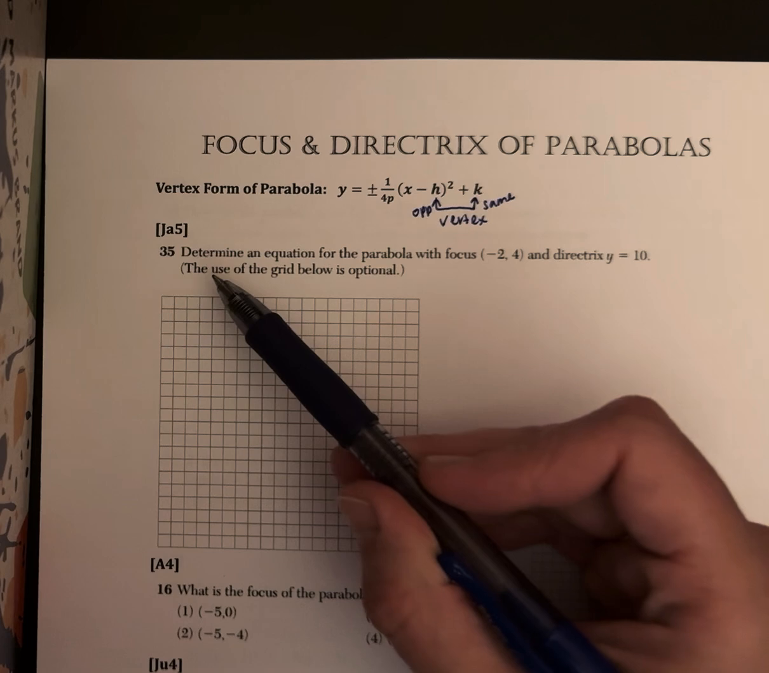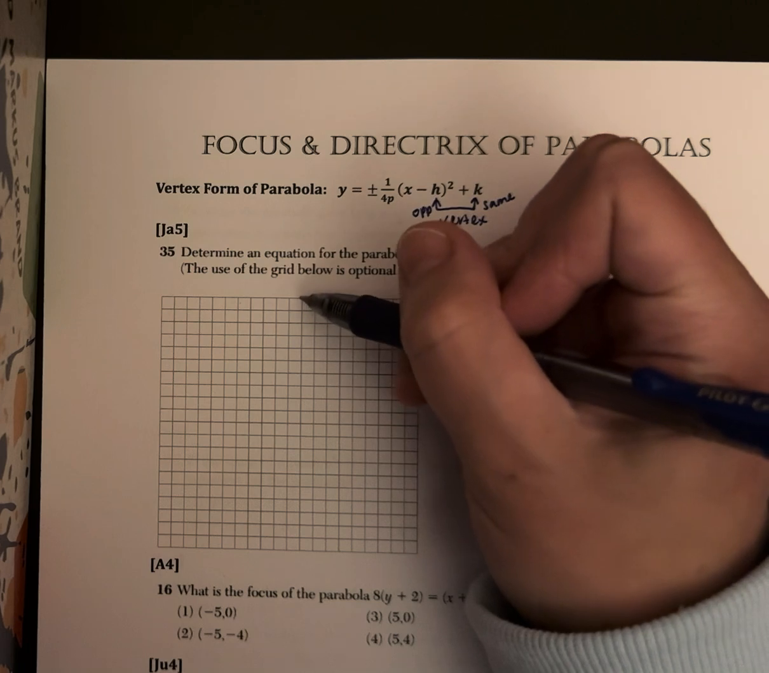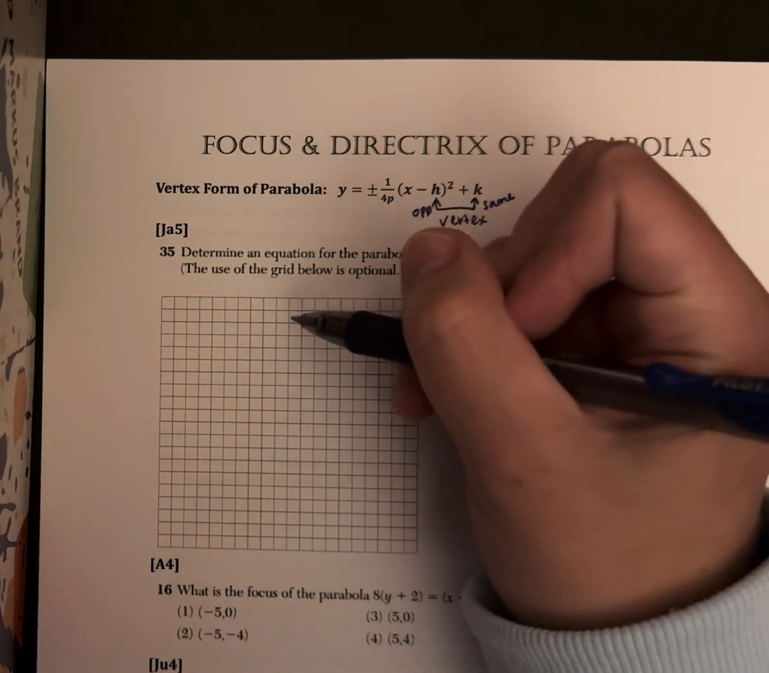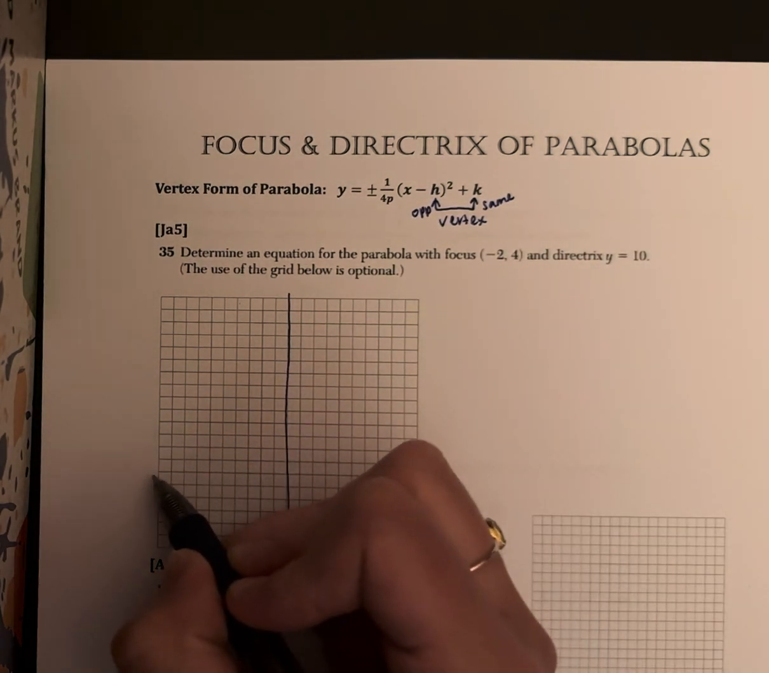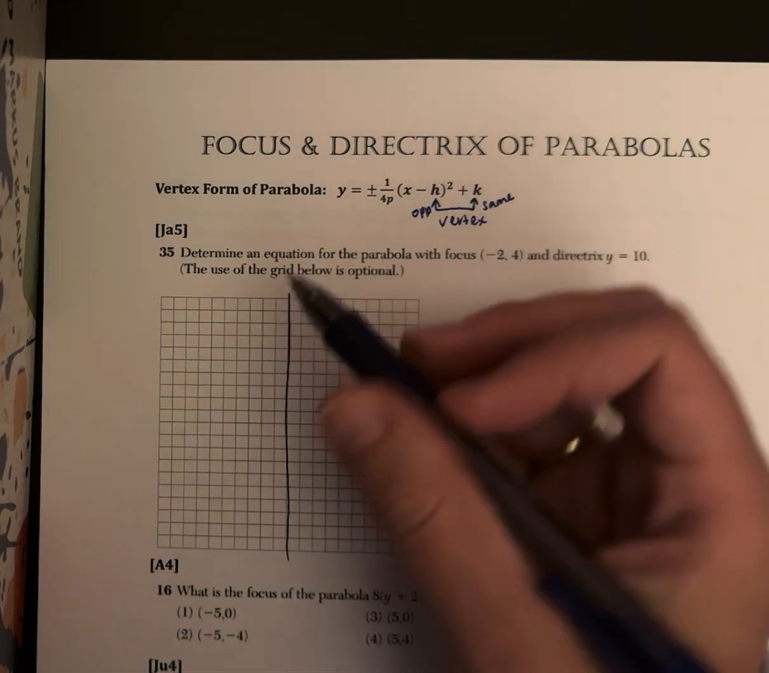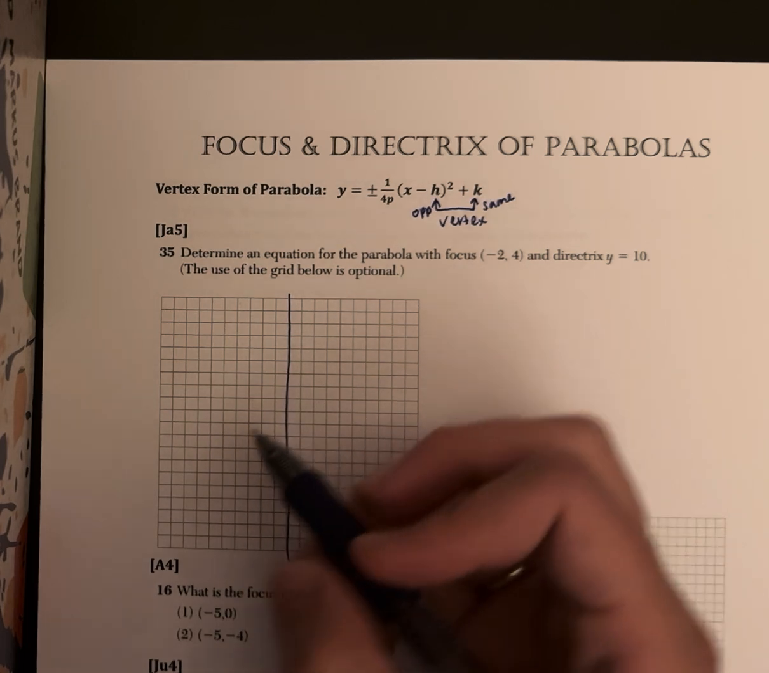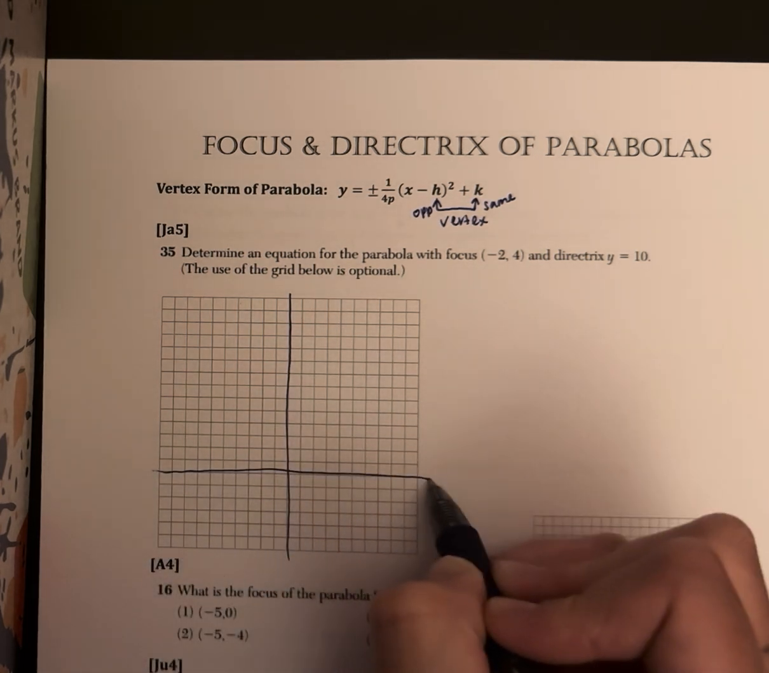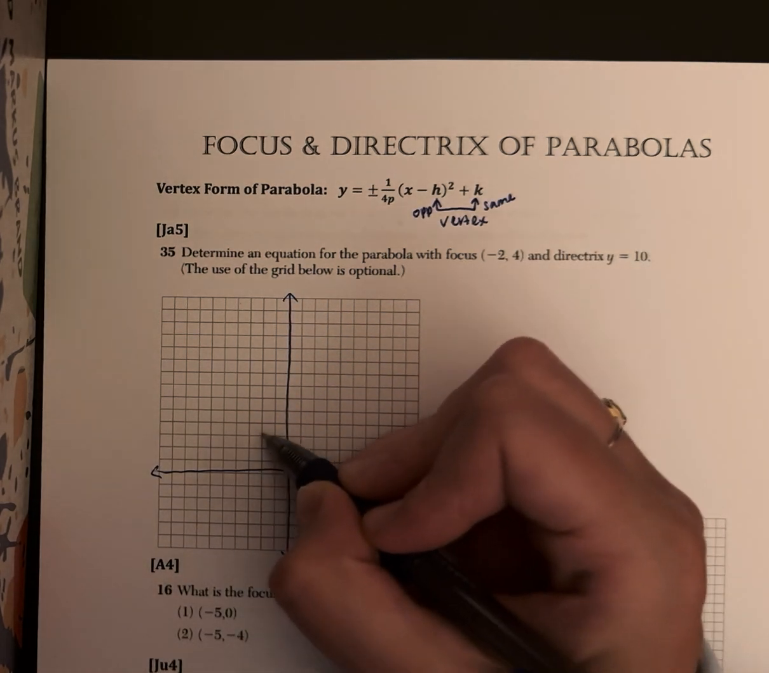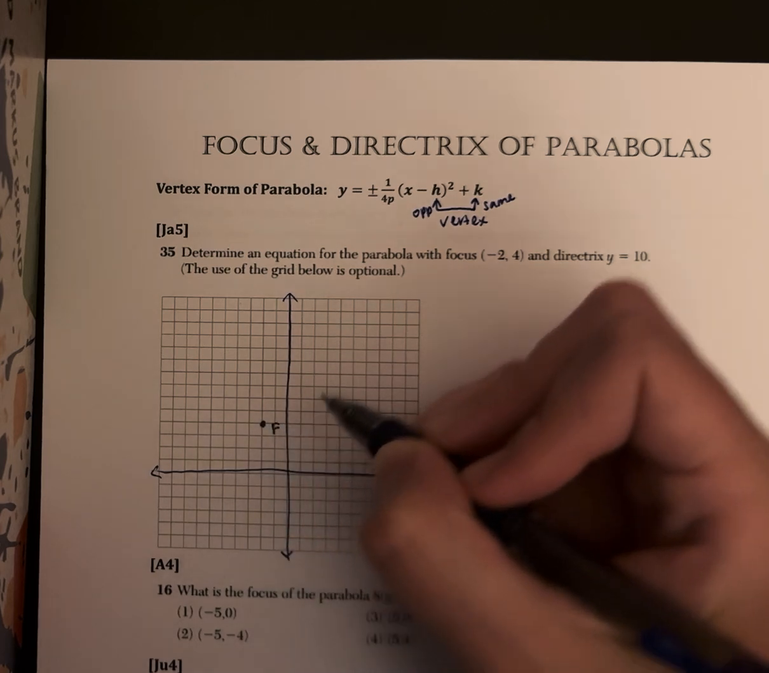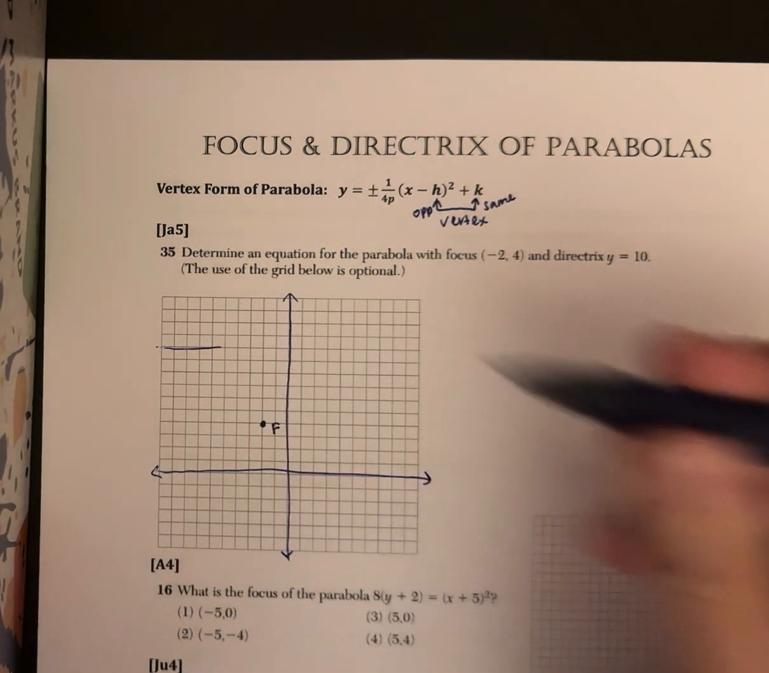35 says, determine an equation for the parabola with a focus of -2, 4 and a directrix of 10. Now I'm just gonna eyeball this. 10 is pretty high, so I'm gonna leave myself some space. All right, I'm gonna do it a little low. -2, 1, 2, 3, 4. I'm gonna write F, and then 5, 6, 7, 8, 9, 10. Maybe I should use a different color.